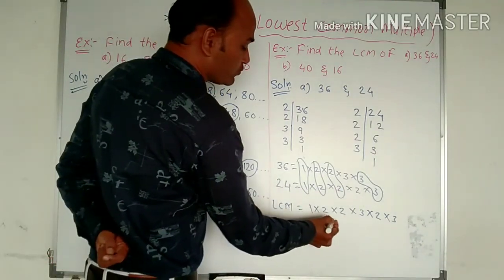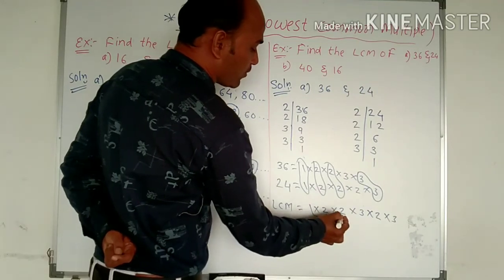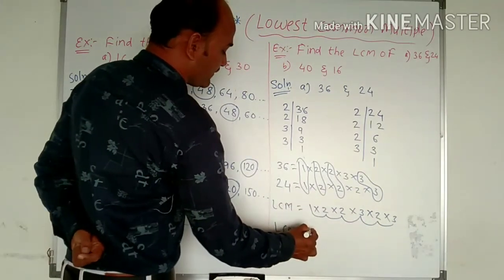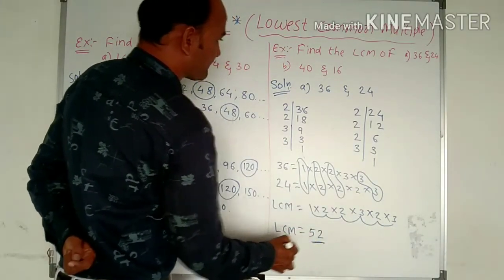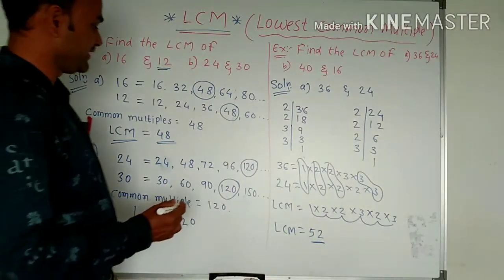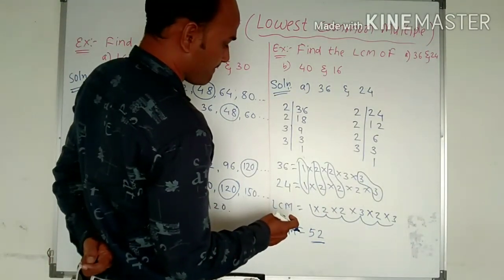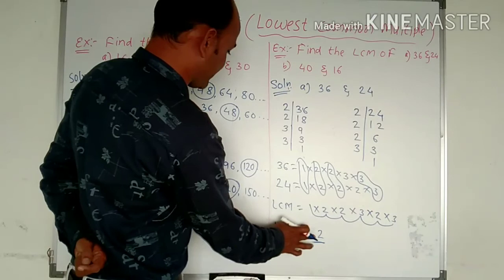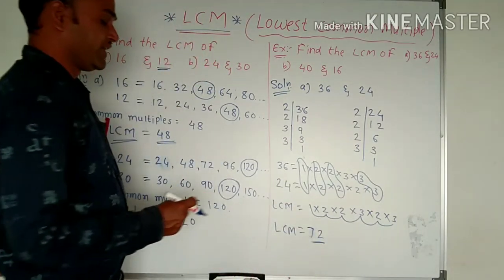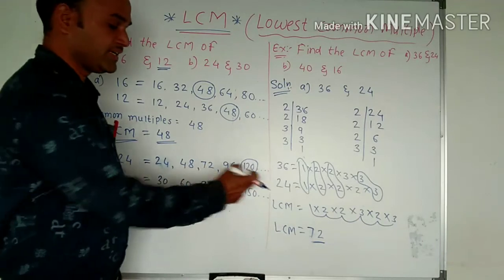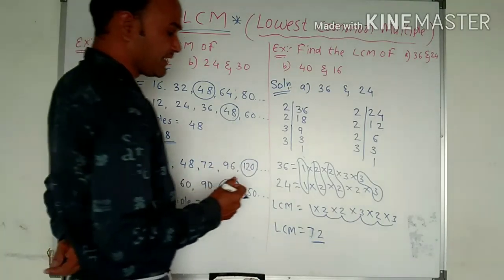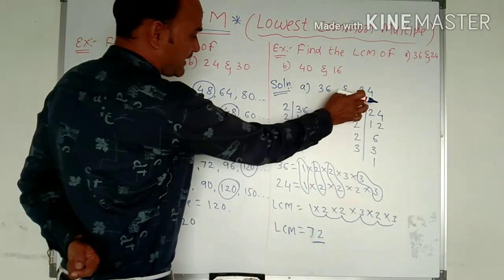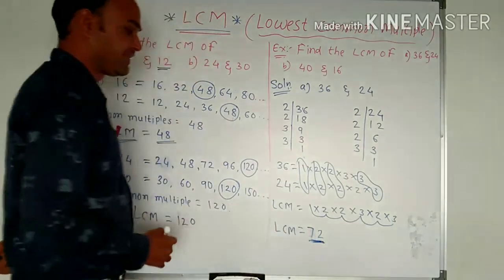1 2s are 2, 2 2s are 4, 4 3s are 12, 12 2s are 24, 24 3s are 72. Sorry, 24 2s are 48 and 24 3s are 72. So what we got here is 72. So the LCM of 36 and 24 we got here is 72.